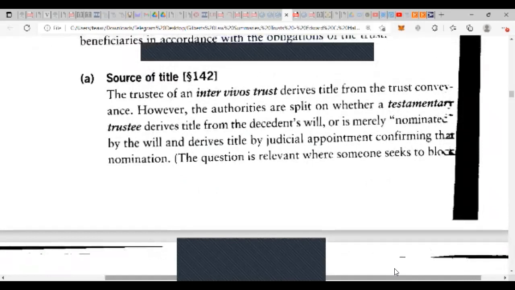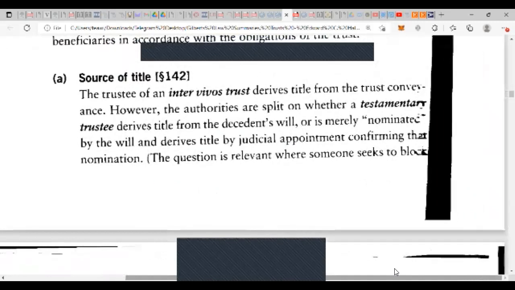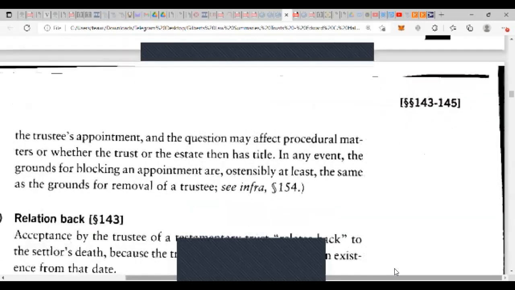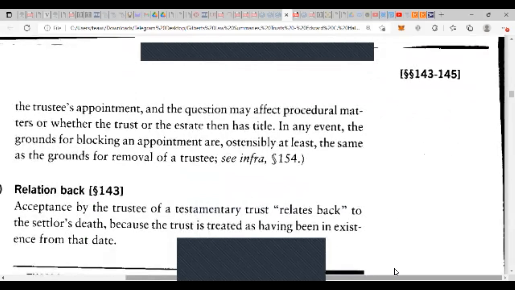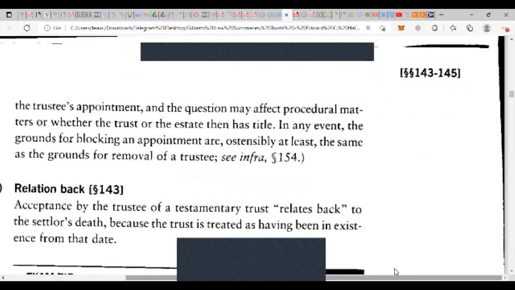A, source of title, section 142. The trustee of an inter vivos trust derives title from the trust conveyance. However, the authorities are split on whether a testamentary trustee derives title from the decedent's will or is merely nominated by the will and derives the title by judicial appointment confirming that nomination. The question is relevant where someone seeks to block the trustee's appointment, and the question may affect procedural matters or whether the trust or the estate then has title.